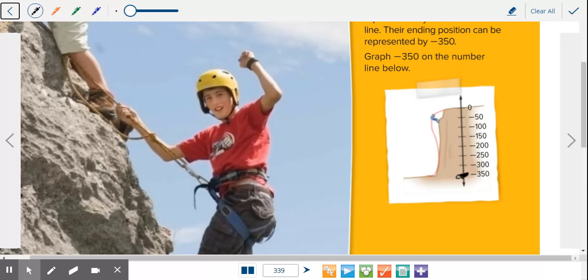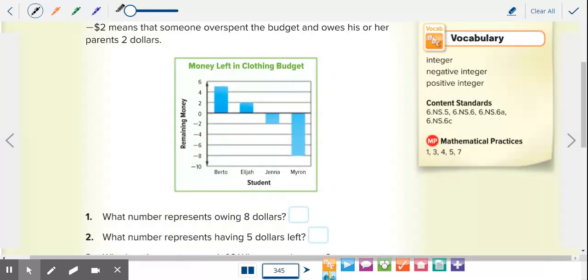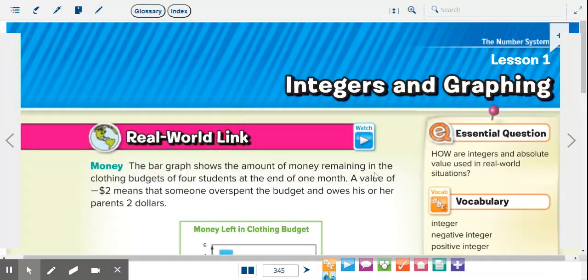So now we're going to jump over to page 345. We're going to get into lesson 1. So lesson 1 is all about integers and graphing. All right, so we're going to be starting off with what an integer is, what a negative integer is, and a positive integer.